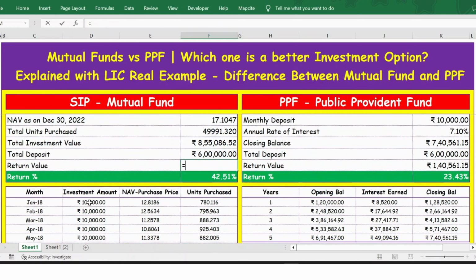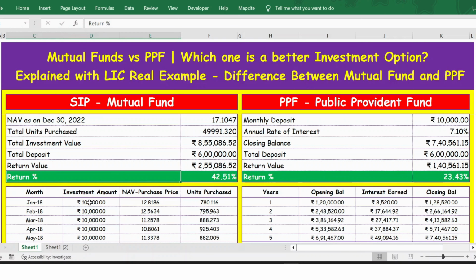Then the return value is again simple, the total investment value minus the total deposit, you get the return value. And to calculate return percentage, it is equal to the return value divided by the total deposit. Press enter, you get the 42.5%. And please note that this is a pre-tax return, because for mutual fund you also need to pay the income tax on this profit. So now you understand the SIP mutual fund calculation.